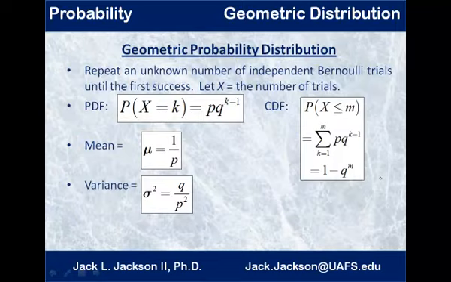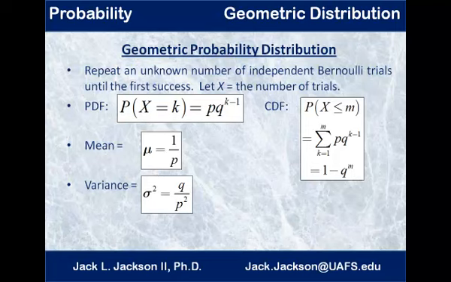Now, we can compute the mean and variance and the cumulative density function for this one. The PDF is the probability that x equals k is p times q to the k minus 1. The CDF is the probability that x is less than or equal to some number, let's say m. That's the sum from k equals 1 to m of p times q to the k minus 1, and that turns out to be 1 minus q to the m power.